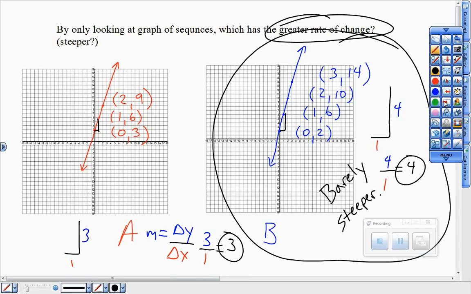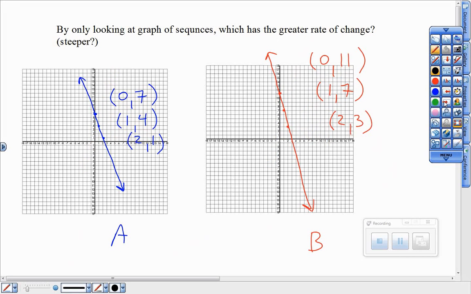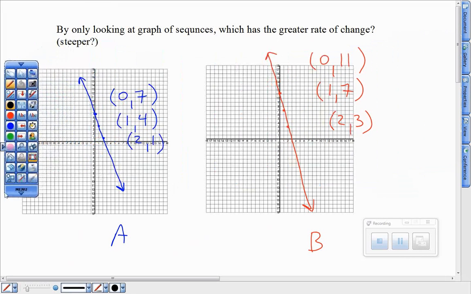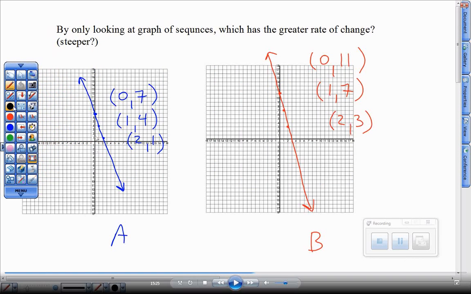All right. Next problem, last one, graphing one. Be precise. Negative slopes. Here we go. So graph them. This is 0, 7. Over 1, up 4. Over 2, up 1. This graph, over 0, up 11. Over 1, up 7. Over 2, up 3. Graph these precisely. These are going to have a negative slope because your rise part, your y number is going down. Down for your y.